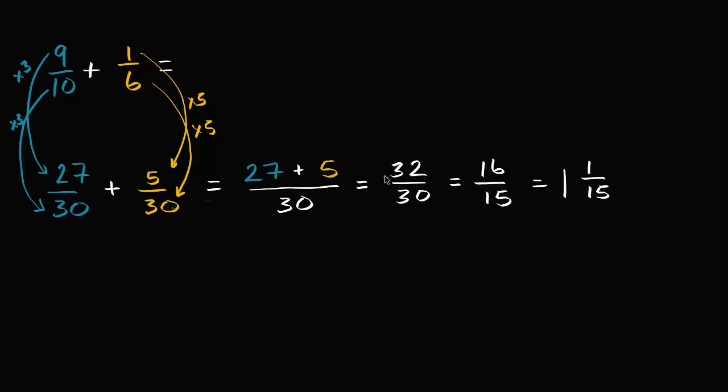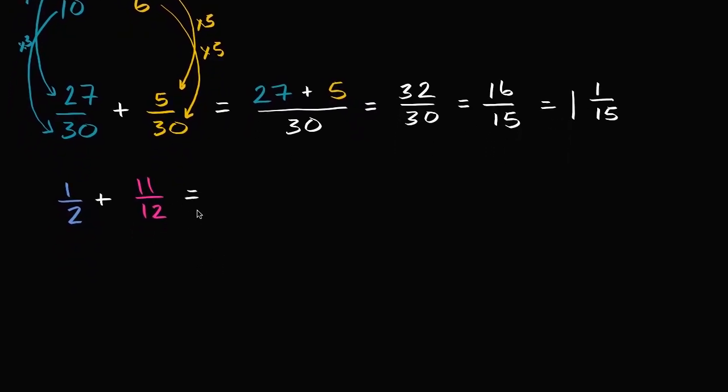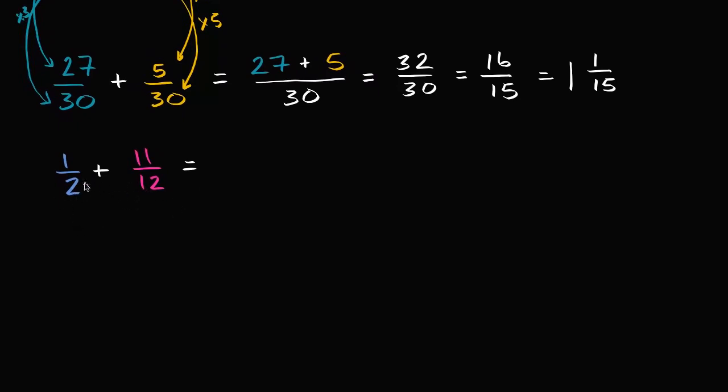Let's do another example. Let's say that we wanted to add 1/2 to 11/12, to 11 over 12. And I encourage you to pause the video and see if you can work this out. Well, like we saw before, we want to find a common denominator. If these had the same denominator, we could just add them immediately.